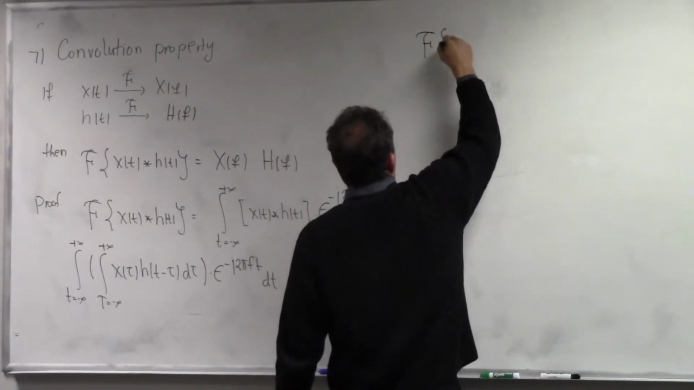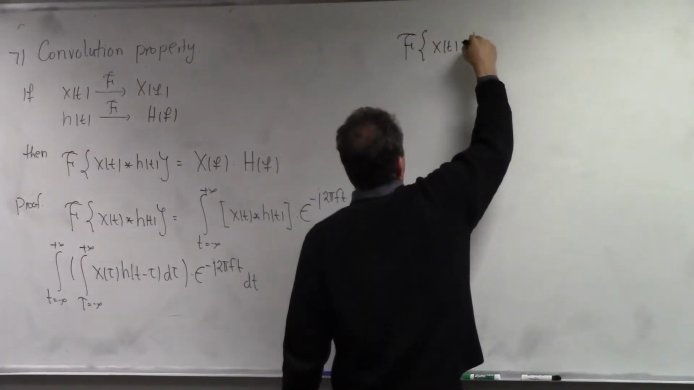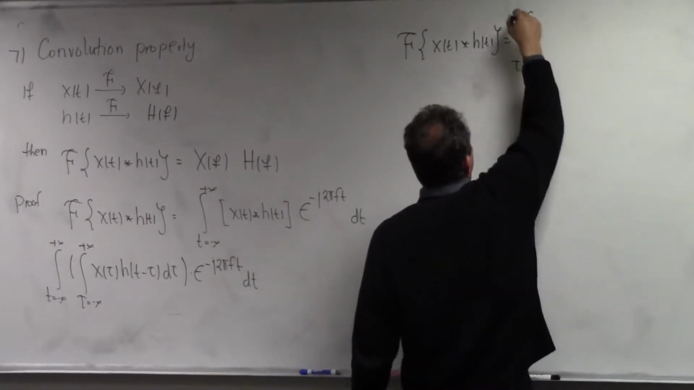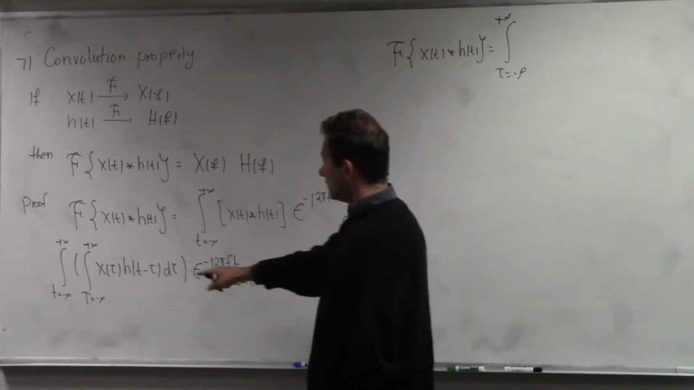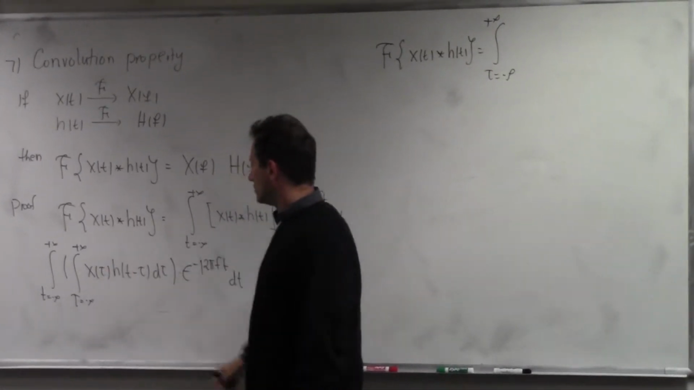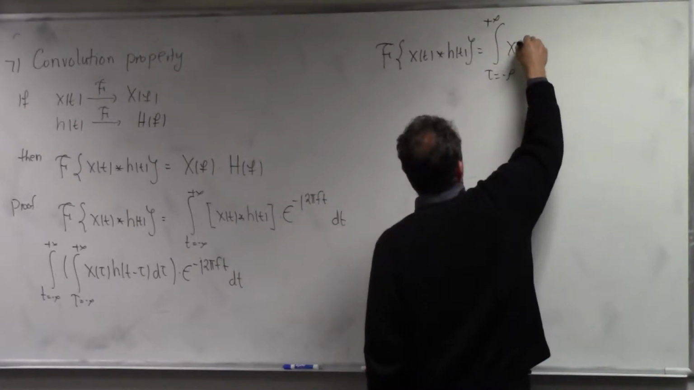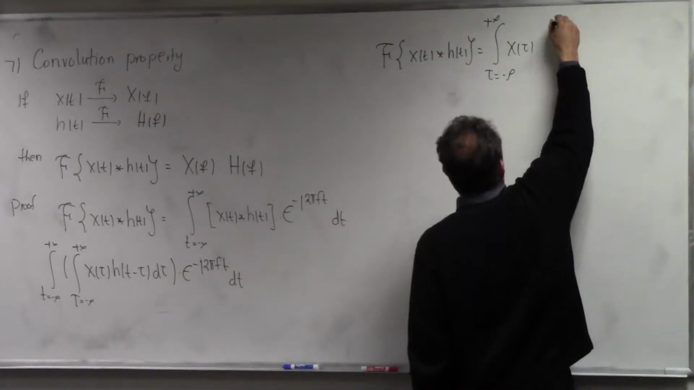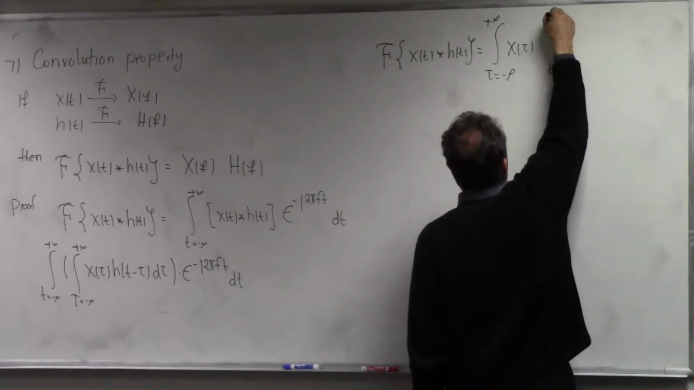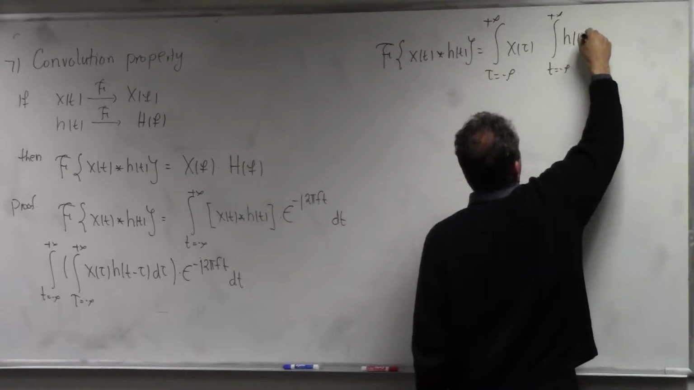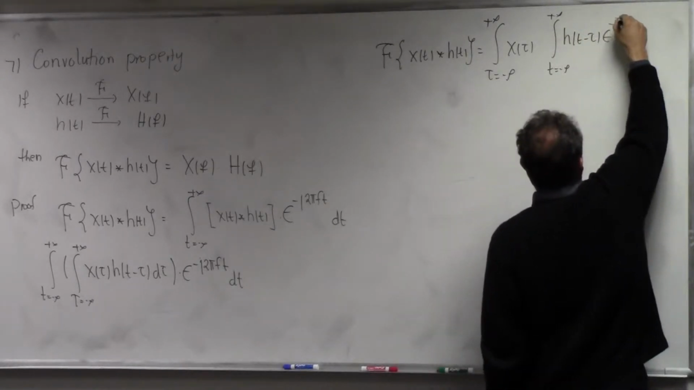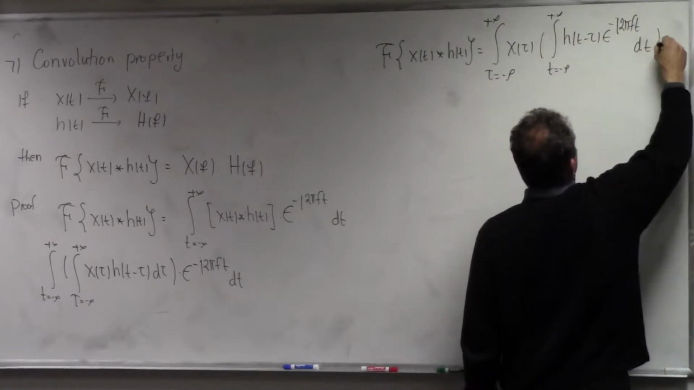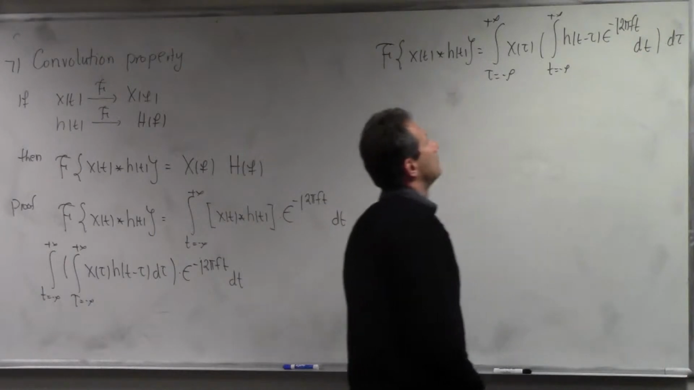The Fourier transform of x of t convolved with h of t is going to be the integral when tau goes from minus infinity to plus infinity. x of tau does not depend on t, so it goes outside. So it's x of tau. And then we have all the things that depend on t inside. So this is the integral when t goes from minus infinity to plus infinity, h of t minus tau, e to the minus j 2 pi f t dt, and then everything at the end d tau.